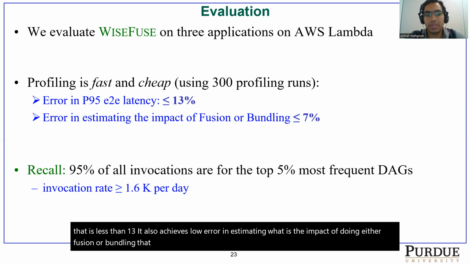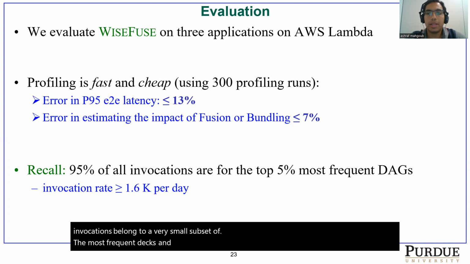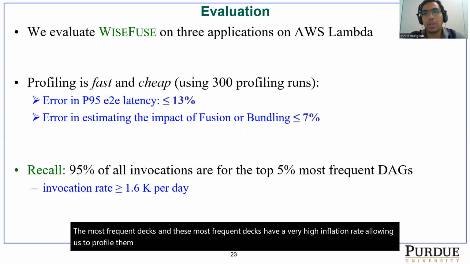less than 7%. And recall that the majority of all DAG invocations belong to a very small subset of the most frequent DAGs. And these most frequent DAGs have a very high invocation rate, allowing us to profile them very quickly and with a low cost.